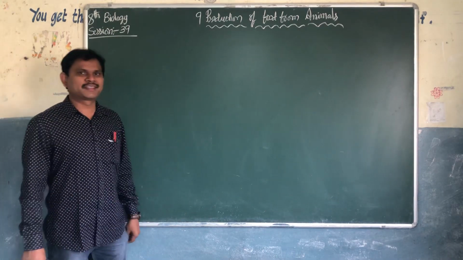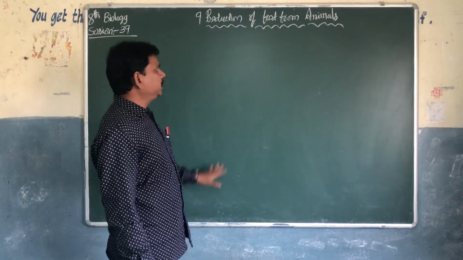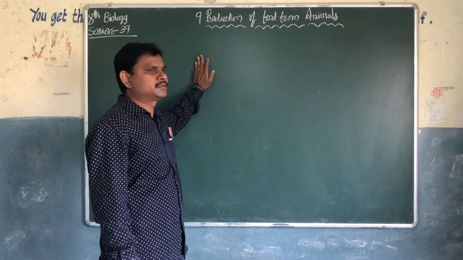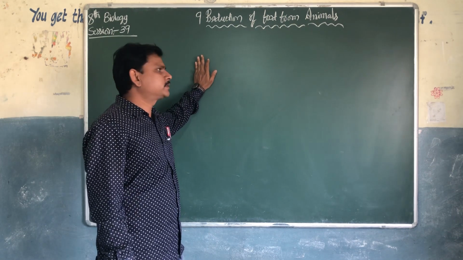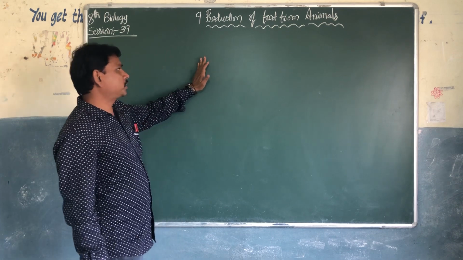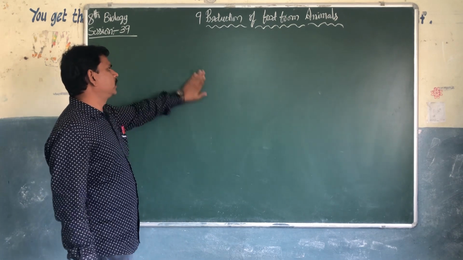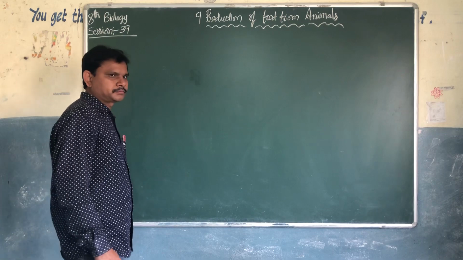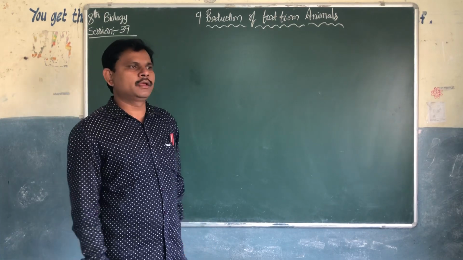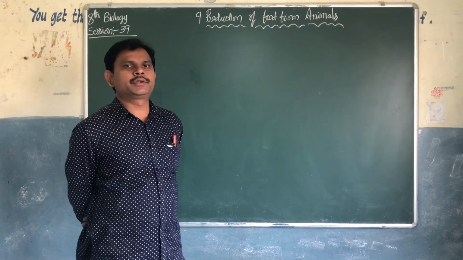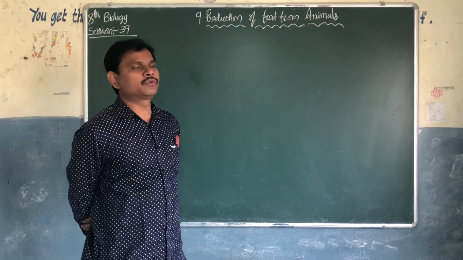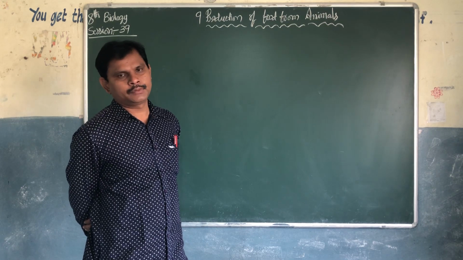Hi students. So we completed the 8th unit, production of food from plants, in last class. In today's class we are going to discuss the 9th unit, that is production of food from animals. Today I am going to give an introduction class of this 9th unit, production of food from animals.